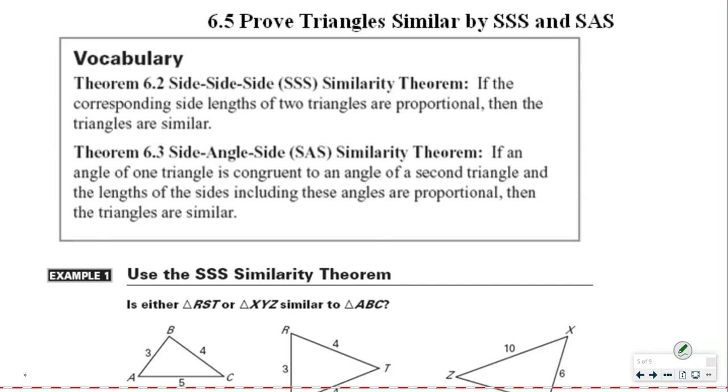will be similar. The side-angle-side similarity theorem says if an angle of one triangle is congruent to an angle of a second triangle, and the lengths of the sides including these angles are proportional, then the triangles are similar. Remember, included means in between, so the angle must be in between the two sides that are proportional.